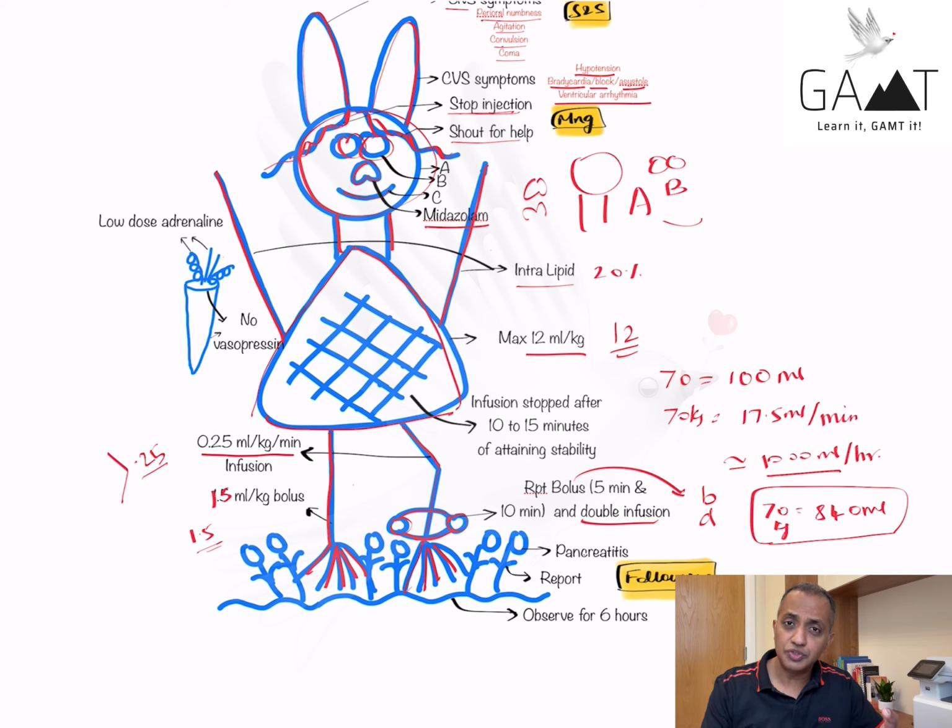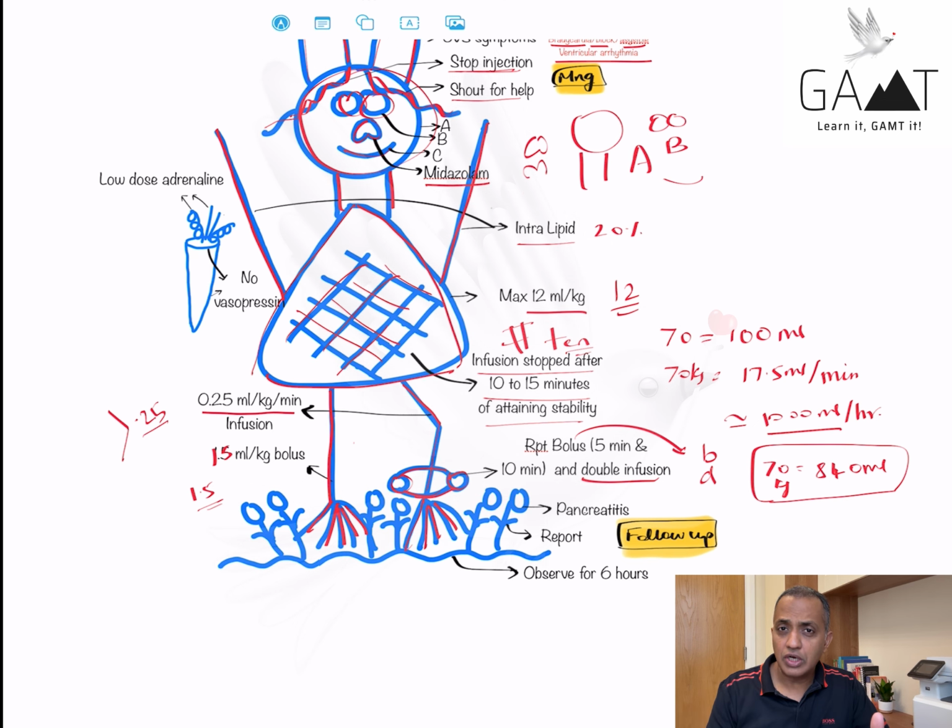So how long do you keep the infusion running for? That's the next question, right? This design in the tummy of the bunny, which probably resembles the shades, resembles letter T, stands for 10. So infusion can be stopped after 10 to 15 minutes of stability. So if the patient is stable, 10 to 15 minutes after that, you can stop the infusion. You started the bolus, you started the infusion, the symptoms are under control. After 10 to 15 minutes, you say, okay, let's stop the infusion.